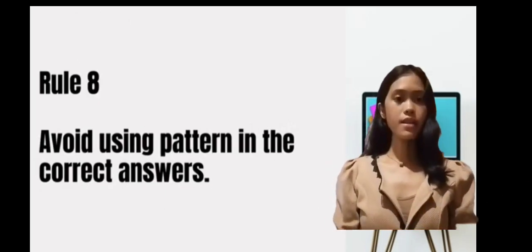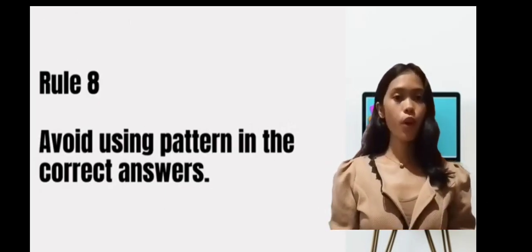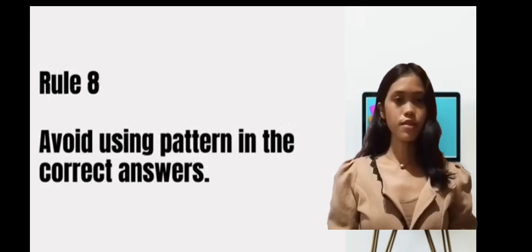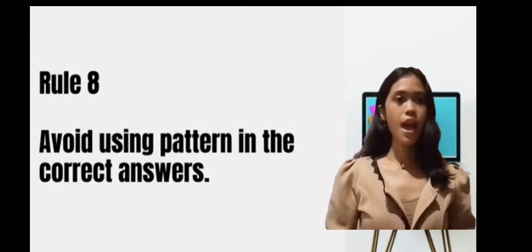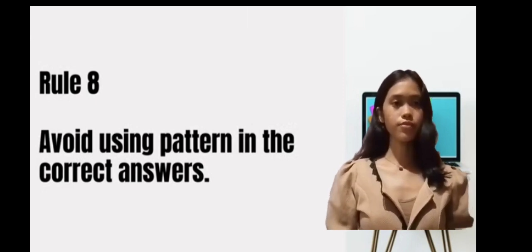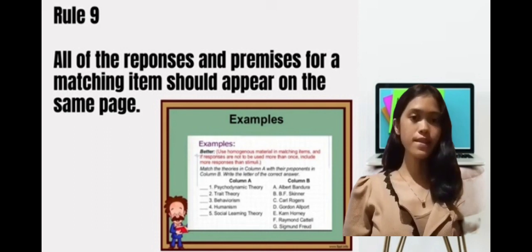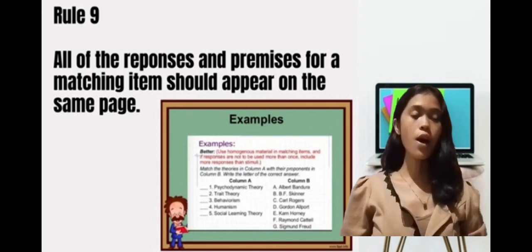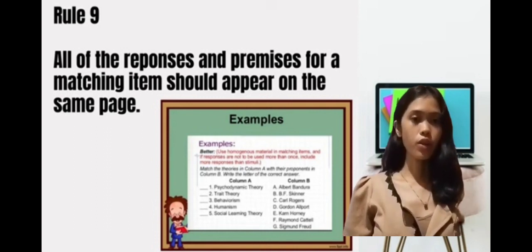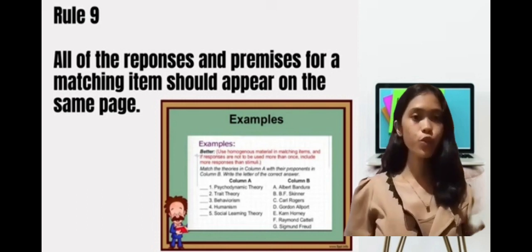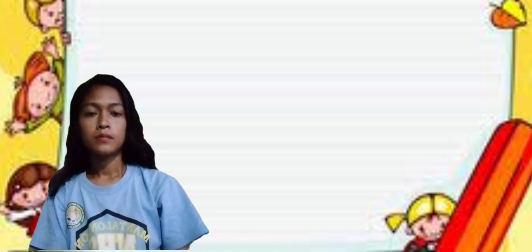Rule number 8. Avoid using pattern in the correct answers. So, do not list premises in the same order as responses, and there should be no pattern in the correct answer. In rule number 9, all of the responses and premises for a matching item should appear on the same page to avoid confusion to your student.